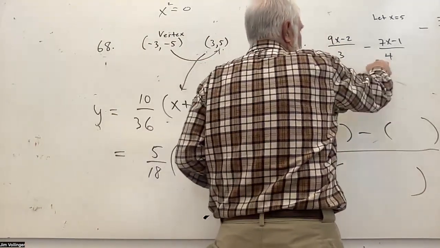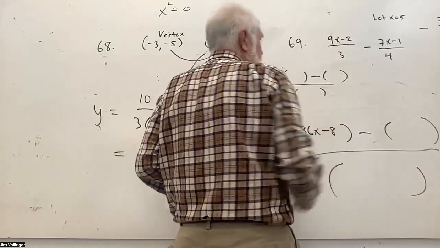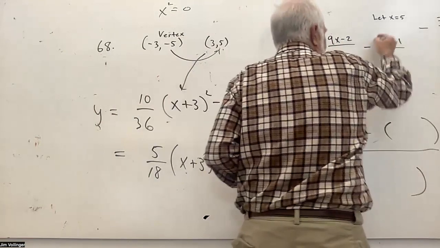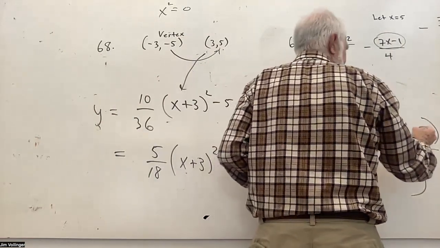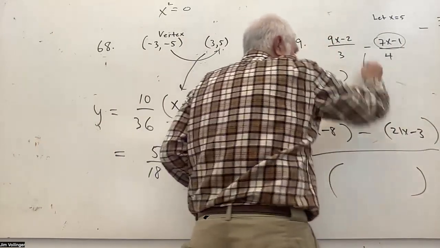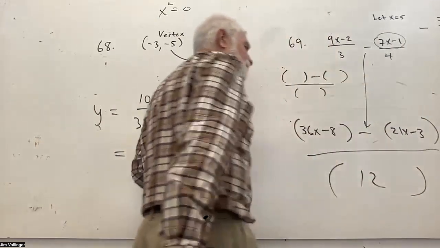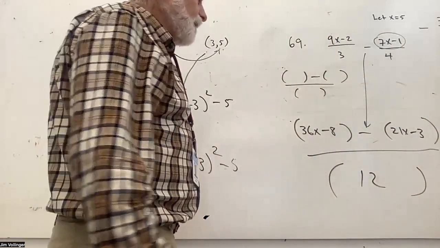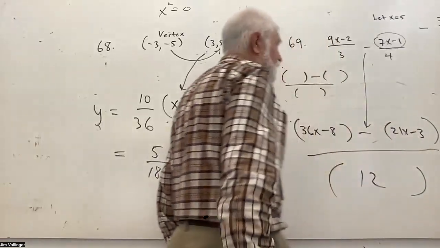Bingo, 9x minus 2 times 4, 36x minus 8. Bango, 3 times 7x minus 1 is 21x minus 3. And I am subtracting that. And that's obviously 12. Most folks are not seeing the distribution of the negative.